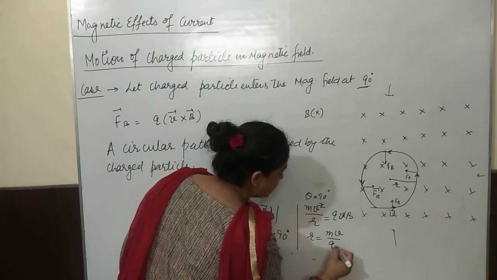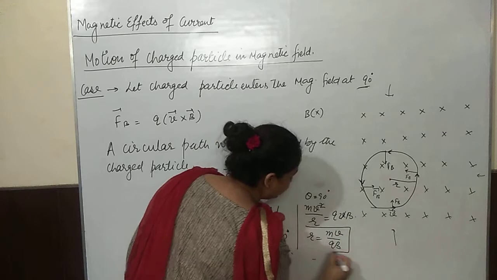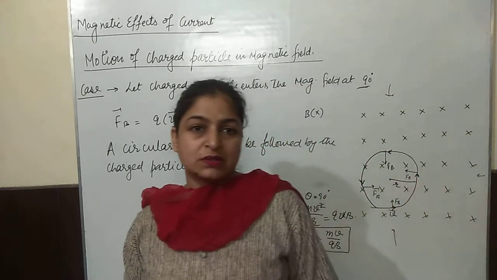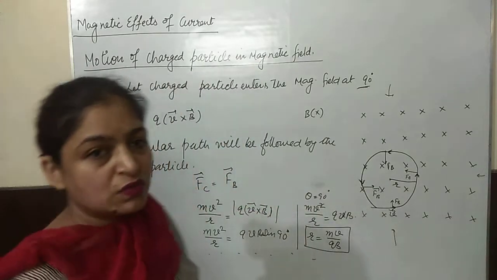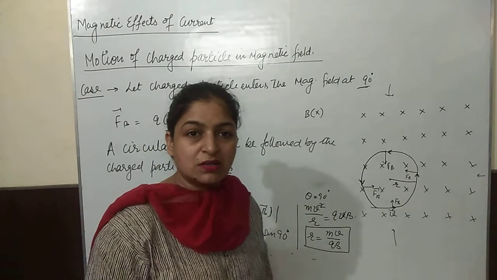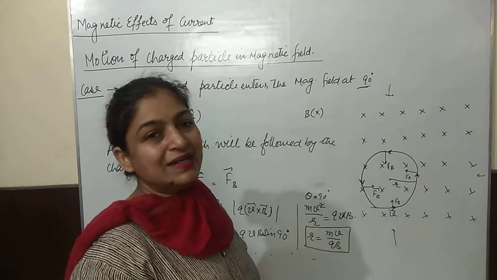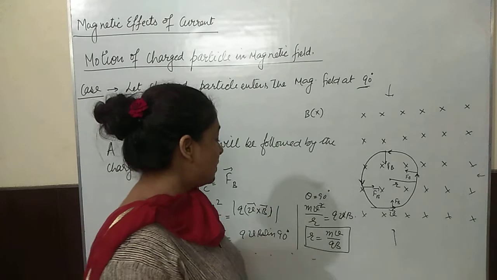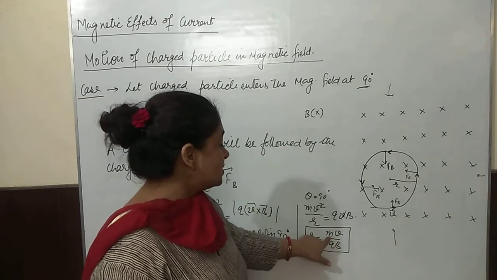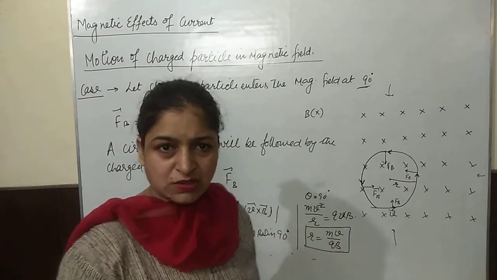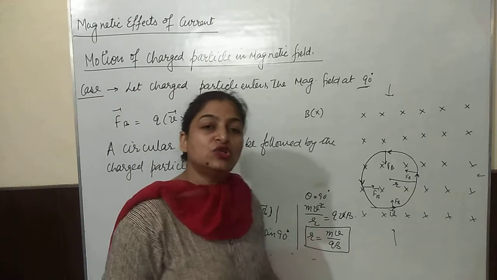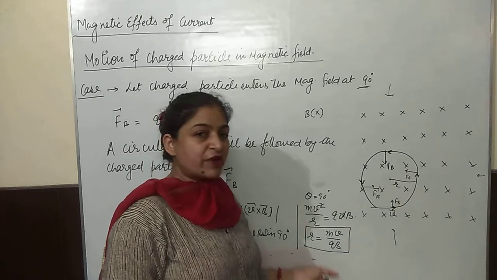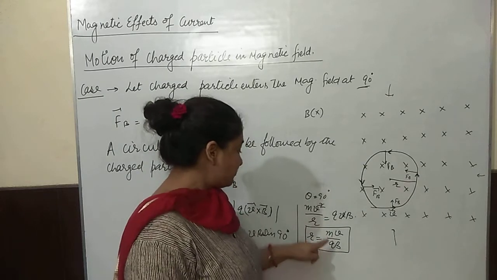So the radius of the circular path followed by the charged particle would be mv over qB. This formula will give you the radius of the circular path in which the charged particle will move when it enters the magnetic field at 90 degrees. You can see this is m into v, which is the momentum. So momentum over charge into magnetic field. Substituting these factors in this formula, you can find the radius.